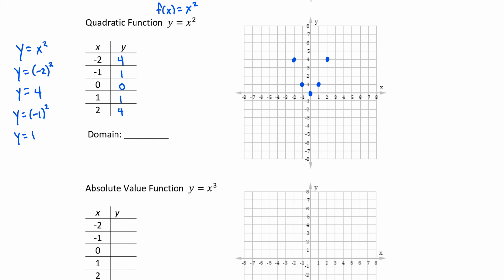Okay, so this generates a basic parabola. So I'm going to connect the dots with a smooth curve. I don't want it to look like a V. I want it to be a nice smooth curve. Kind of messed up that left side there. Let me try again.